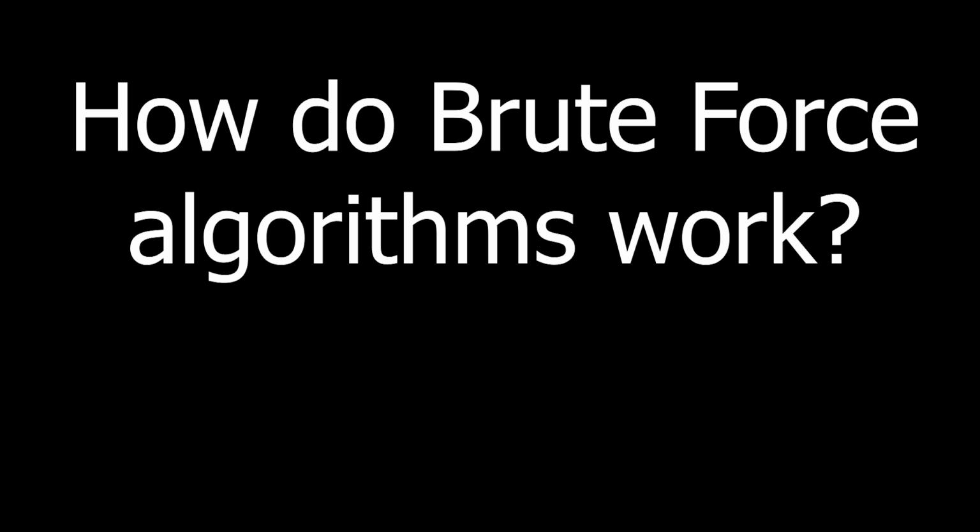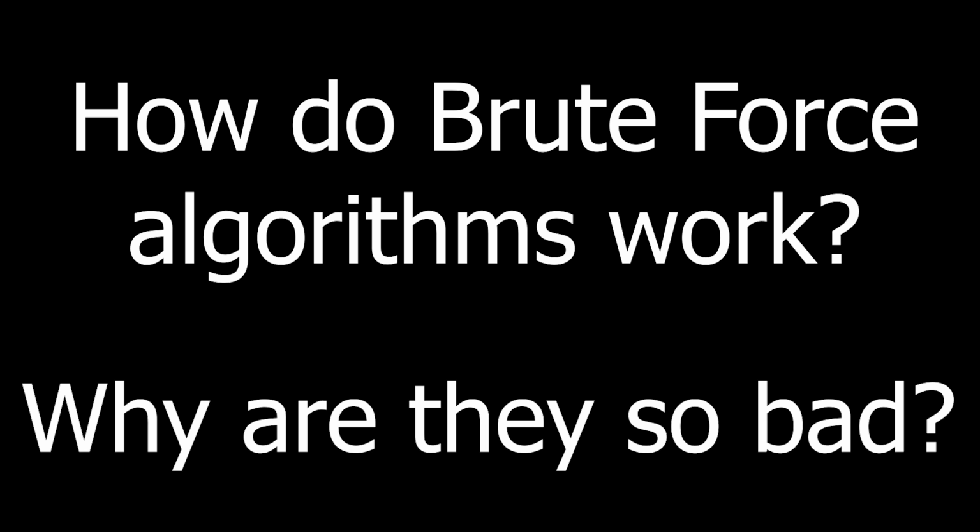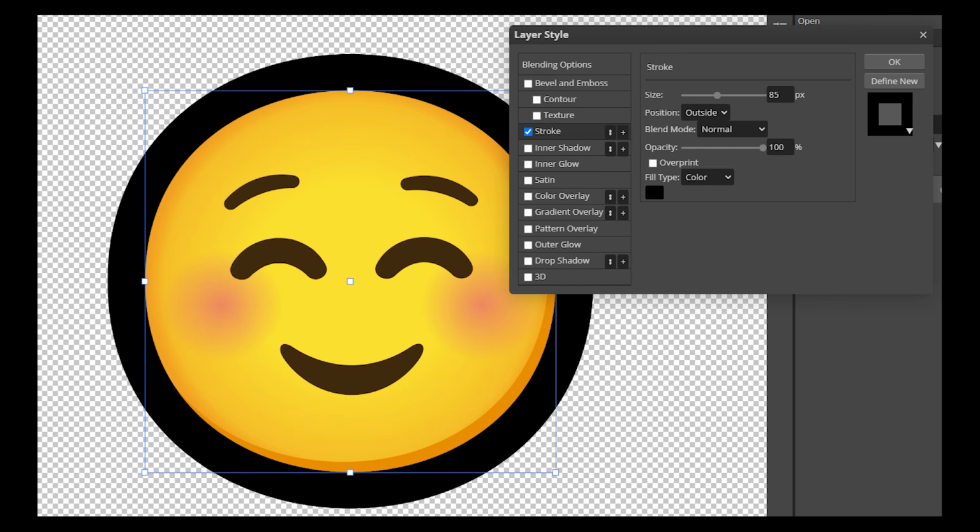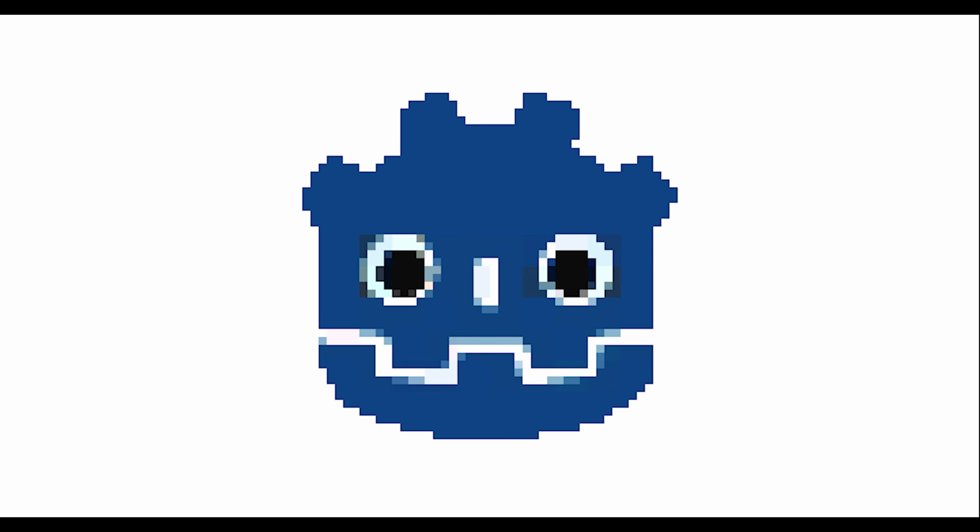Okay, so how do brute force algorithms work and why are they so bad? Most design programs such as Photopea, where the outline or stroke is an effect that only needs to be applied in one context, will probably use an algorithm like this. Here's an image we'd like to outline, totally chosen at random. For the sake of simplicity, let's say we're just trying to outline the outside of the image.